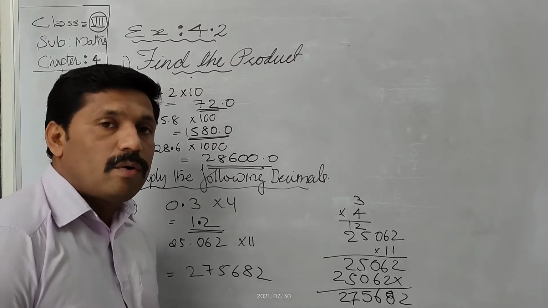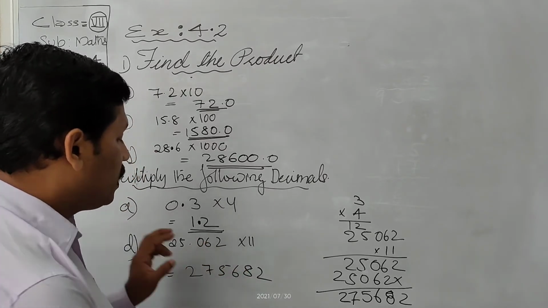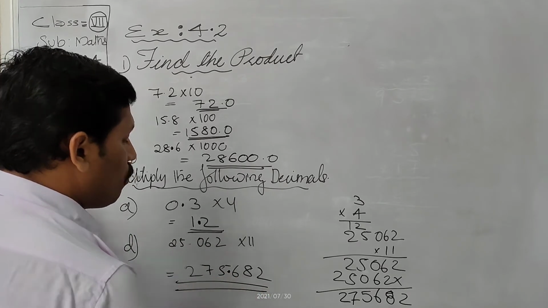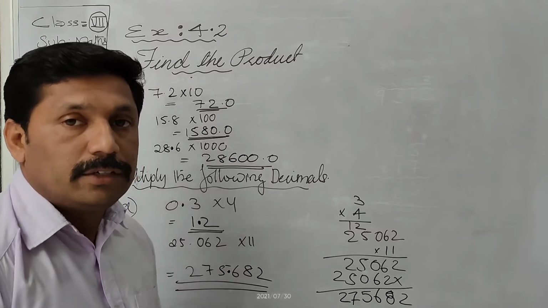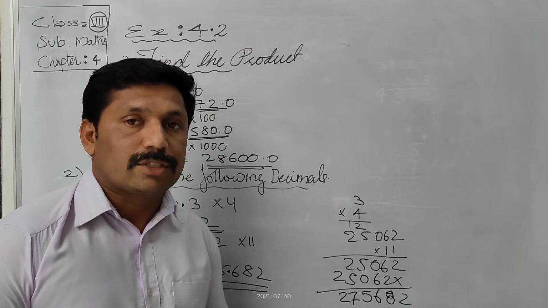And now we count the number of decimal places in both the multiplier and multiplicand. Here in total 3 decimal digits are there. Therefore in the answer also 3 decimal places. So it will be 275.682. So in this way we can multiply the numbers. Now we move to the next question.